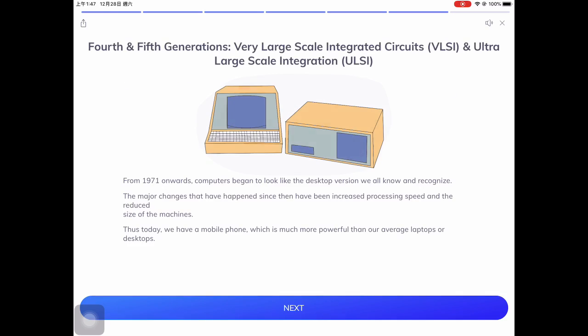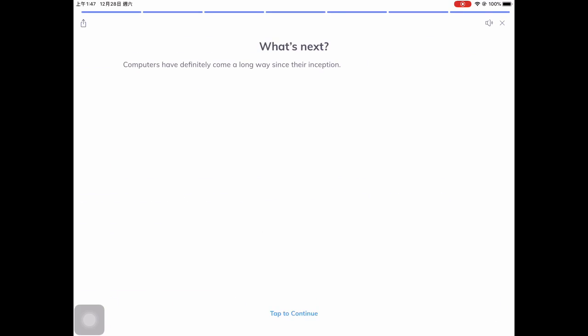From 1971 onwards, computers began to look like the desktop version we all know and recognize. The major changes that have happened since then have been increased processing speed and the reduced size of the machines. Thus today, we have a mobile phone, which is much more powerful than our average laptops or desktops. Computers have definitely come a long way since their inception.